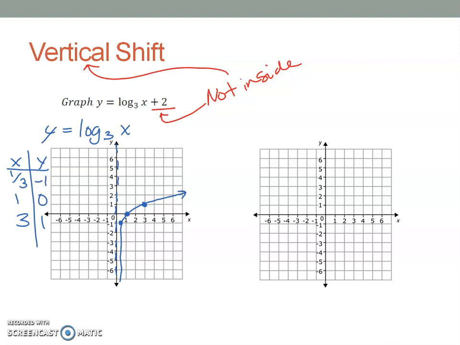So that plus 2 is on the outside. Remember, the outside causes that to be vertical, so we're going to shift up 2 spots. Your vertical asymptote does also shift up 2 spots, but since it's an infinite line, it looks like it doesn't really move. So it's just going to basically stay there. But then all of these other points are shifting up. All of these points have shifted up 2 spots.